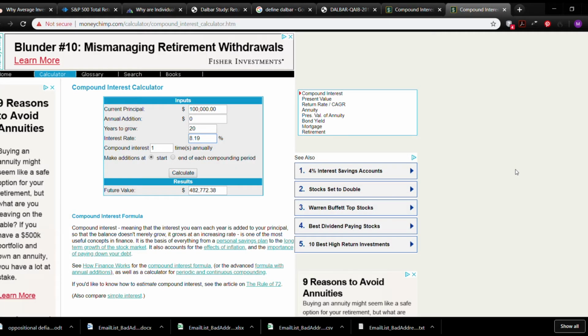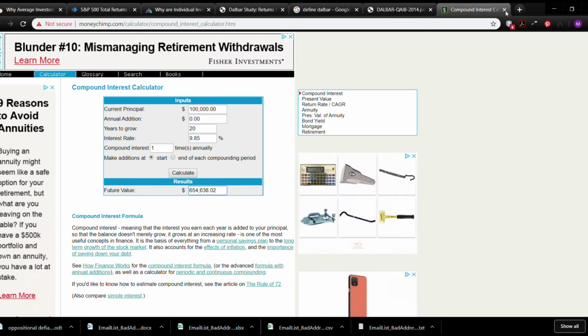And the answer is that when you're dealing with an average rate of return, you cannot use a compound interest calculator to give you an accurate representation of what you're going to end up with. Now, there's a couple of corollaries to that.